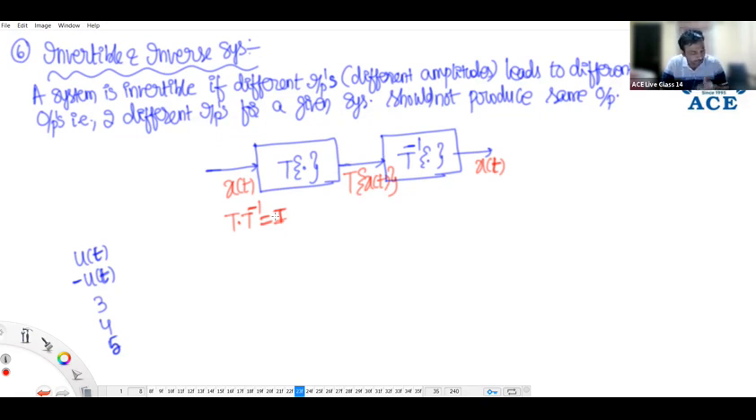So we can say a system is invertible if we can uniquely determine the input by observing the output. Just go through the definitions here. We'll solve a few examples related to it.